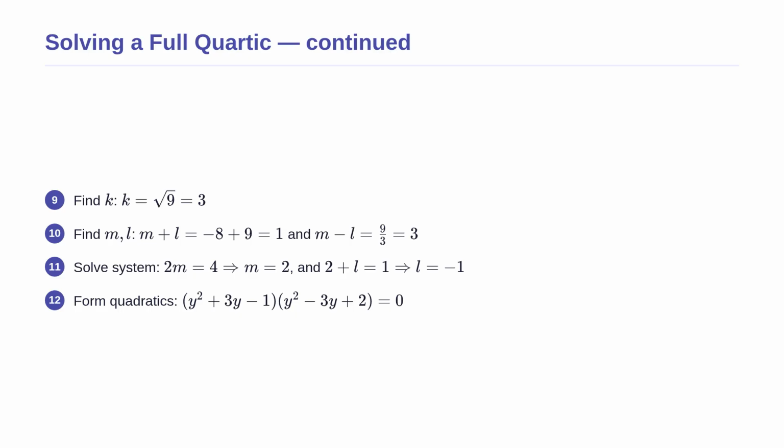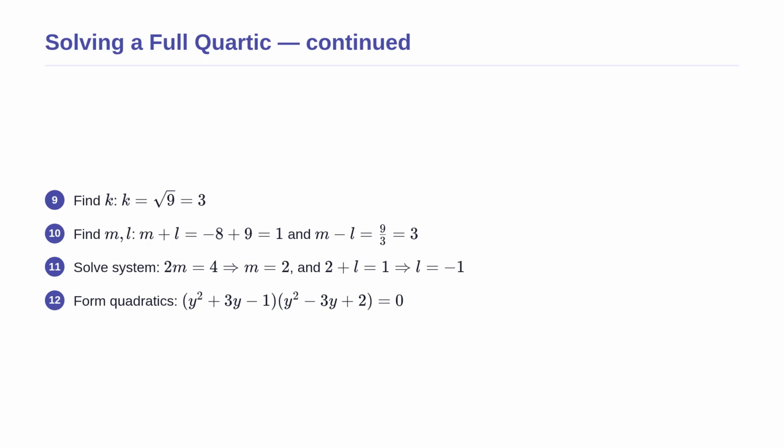Since t is 9, our k value is the square root of 9, which is 3. Next, we find L and M using our sum and difference equations. The sum of M and L is 1 and their difference is 3. Adding the equations gives 2M equals 4, so M is 2. Substituting back gives L equals -1.